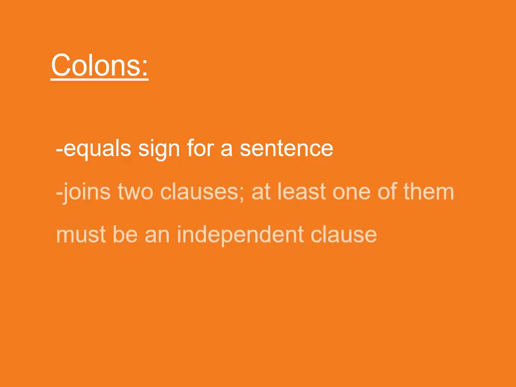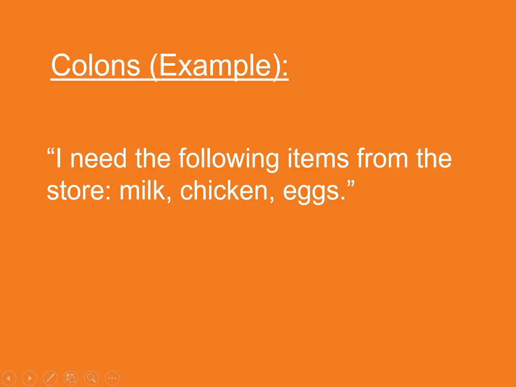Now, I just talked about colons. What are they? Essentially, they're an equal sign for a sentence. They join two clauses. At least one of them must be an independent clause. At least one. It can be both, but you cannot have two dependent clauses joined by a colon, because that's just not how it works. So, here's an example of this: I need the following items from the store.